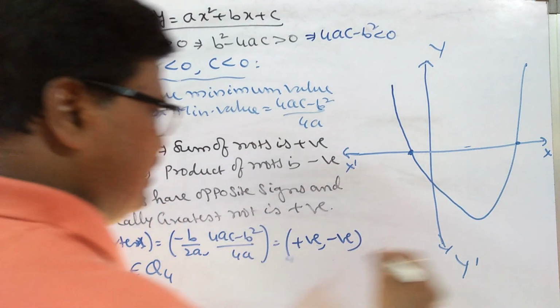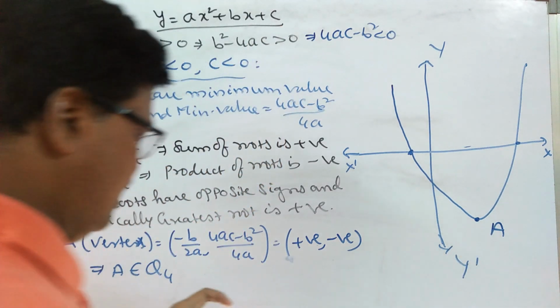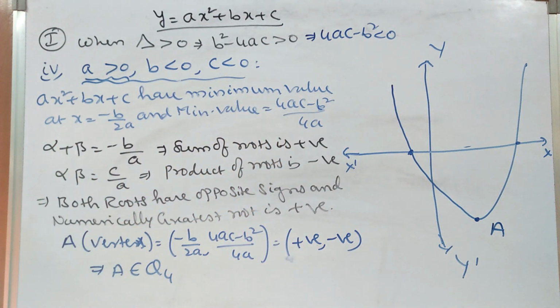And the vertex A lies in the fourth quadrant. So this is the graph of y is equal to ax square plus bx plus c in this case. Okay, all of you copy it.